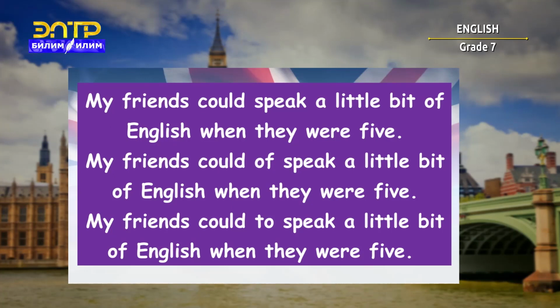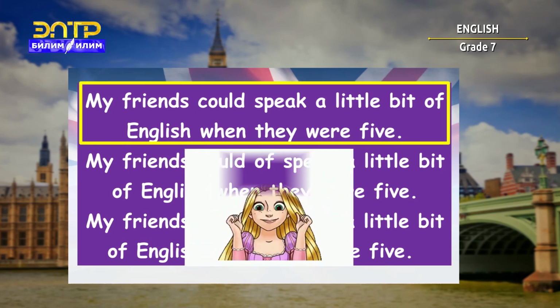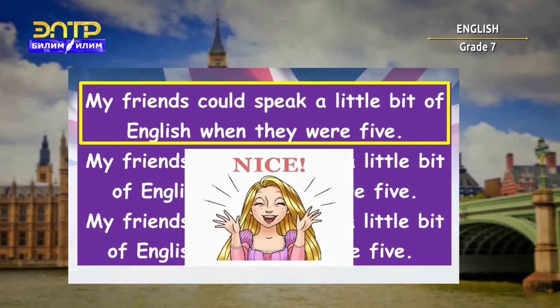My friends could speak a little bit of English when they were 5. My friends could speak a little bit of English when they were 5. And the last one. My friends could speak a little bit of English when they were 5. So the right answer here is the first sentence. You were right. My friends could speak a little bit of English when they were 5.